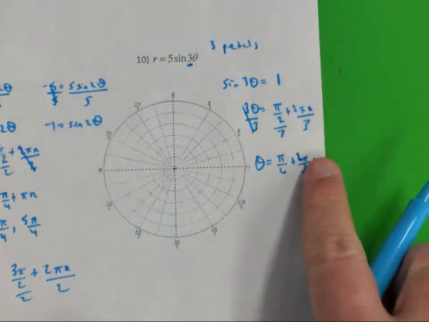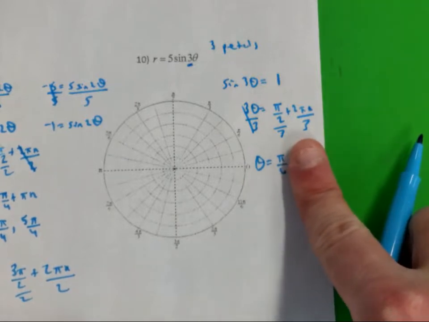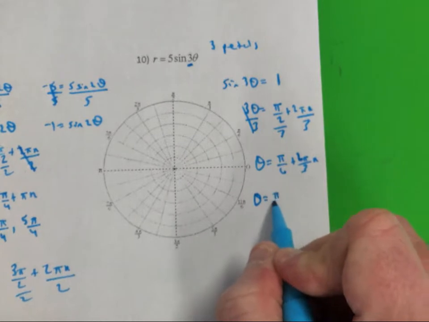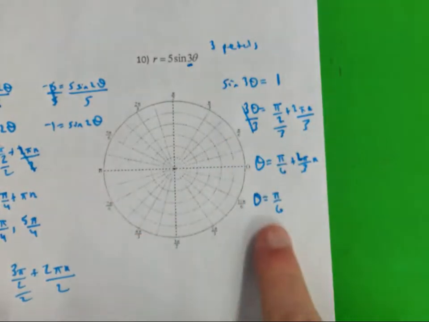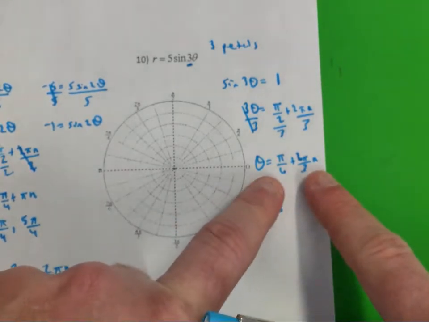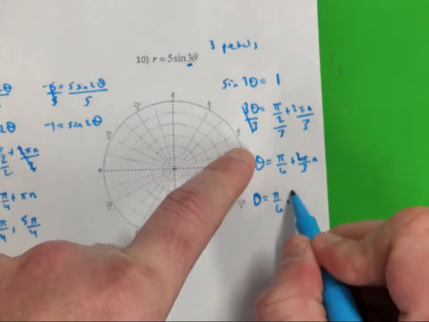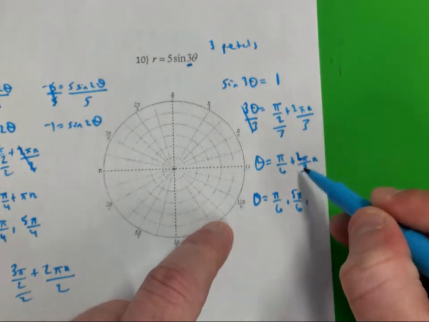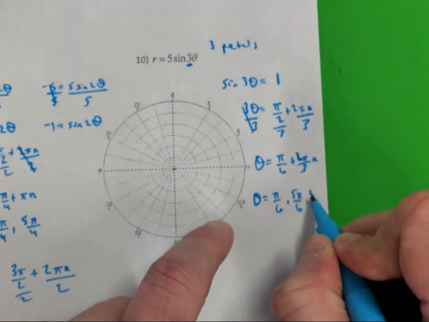If I plug 0 in, I will get pi over 6. So one of my petals is going to be at pi over 6. Remember, I only have one equation here. I got how many petals? So I'm going to have how many answers right here? 3. I plug 1 in. That gives me 2 pi over 3 plus pi over 6, which will give me 5 pi over 6. I plug in 2. That gives me 4 pi over 3 plus pi over 6, which is 9 pi over 6, which will be 3 pi over 2.